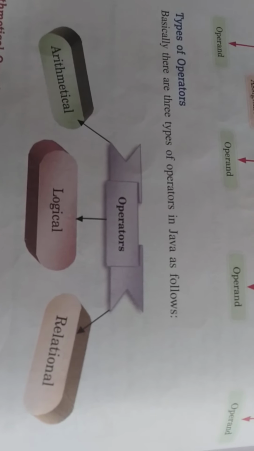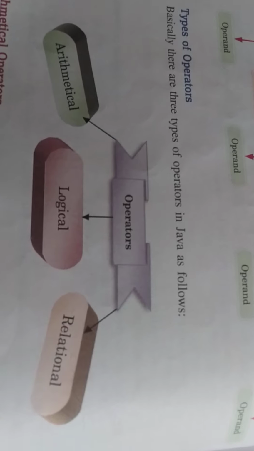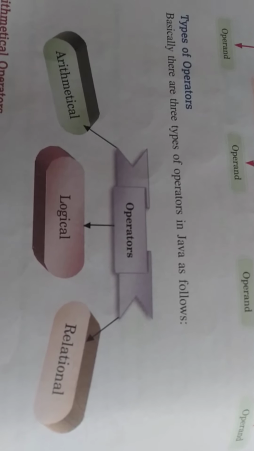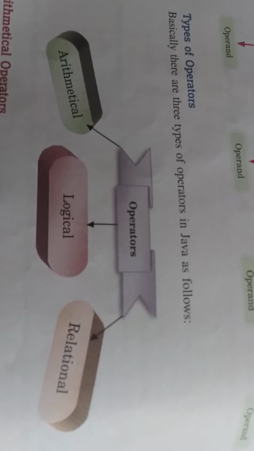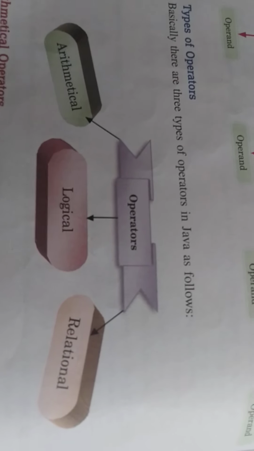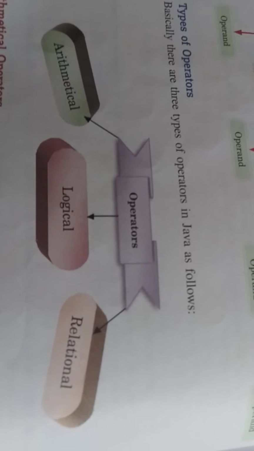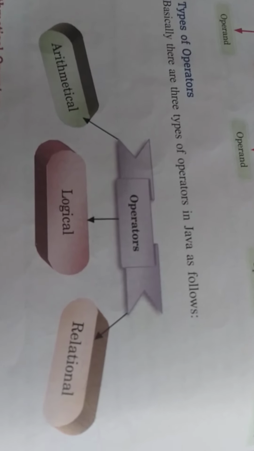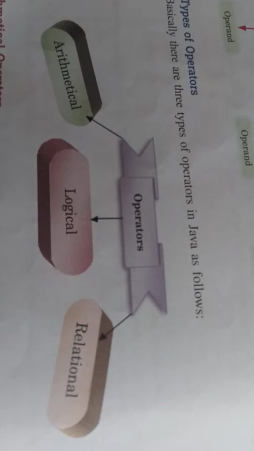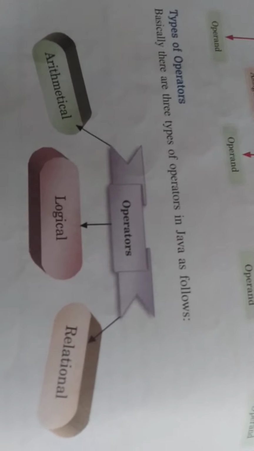Okay, now how many types of operators are there in Java? Basically there are 3 types of operators in Java. They are arithmetical, logical, and the third one is relational operators. Fine. Now let us discuss them one by one.